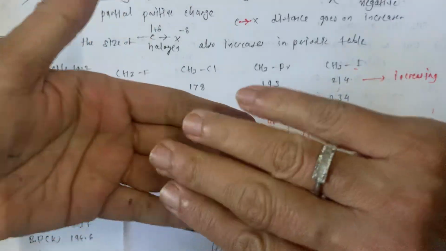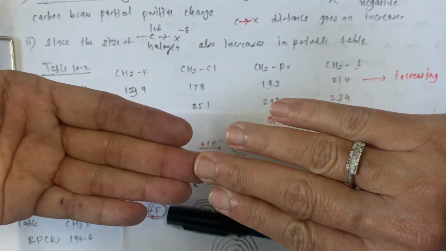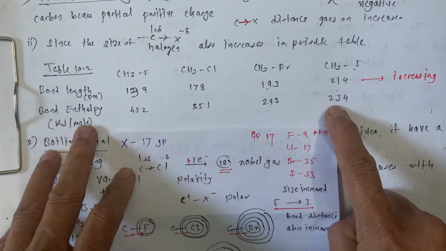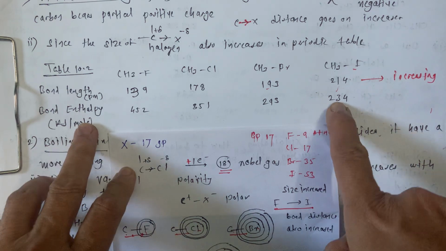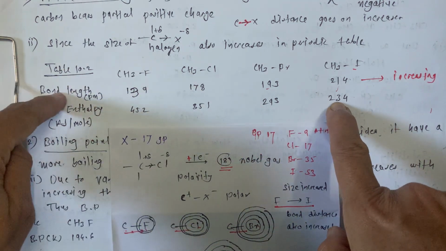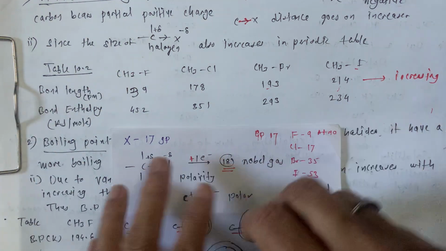You can break it very easily when the bond length is more, so the bond energy required is very less as compared to this. Again, all these things are given in Table 10.2 in our textbook.